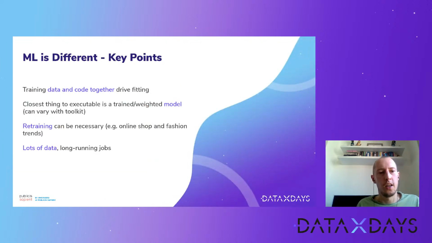So machine learning is different. The key points to take from what we just learned about the journey here are that training data and code together drive that fitting process. It's not just the code, whereas in a traditional DevOps process, you would essentially be just looking at the code. The closest thing to an executable is a trained or weighted model, which varies a little bit with toolkit.